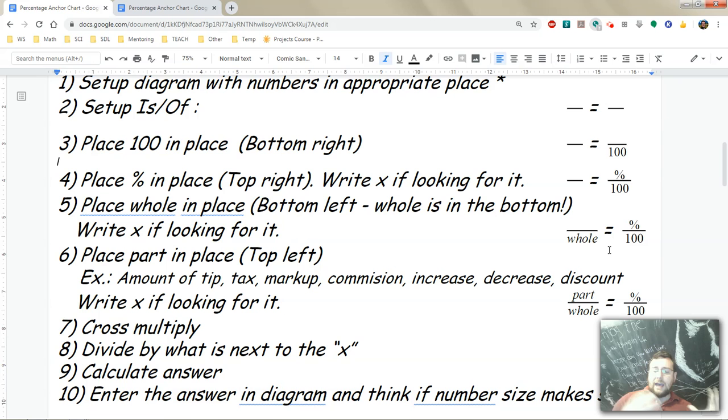After you have the setup and all the numbers in place, you cross multiply. So you do the part times 100 and the whole times the percentage. And then whatever is next to the X, in your next step you divide both sides by that number, and then you calculate your answer. Finally, you go back to the diagram and visualize to make sure your answer made sense while looking at the diagram. So let's see how that all looks in action with an actual example, right?